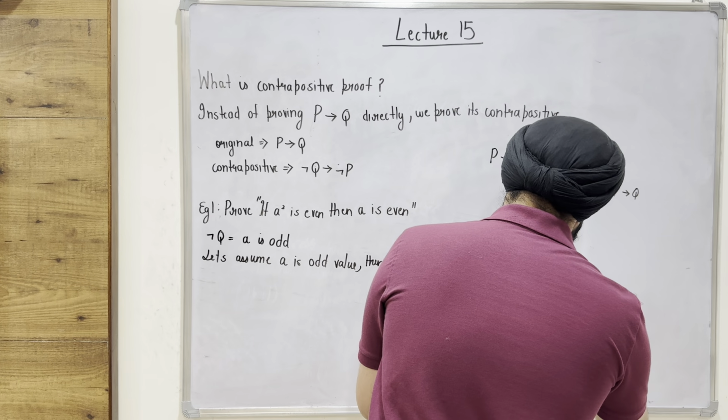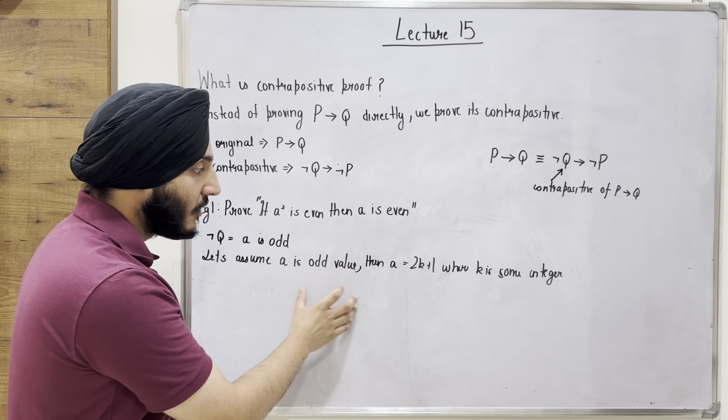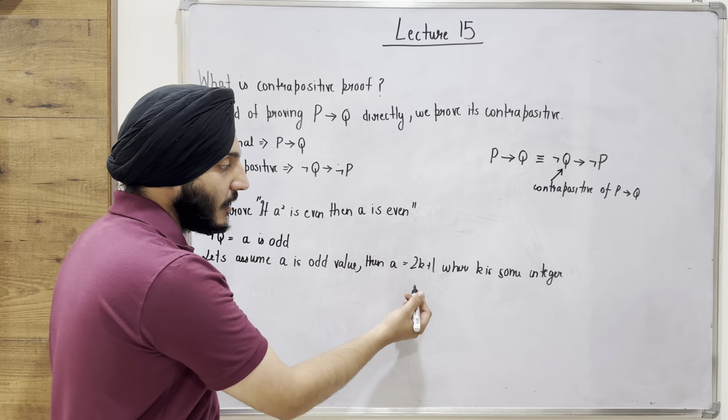So A is even, what I'm going to do is I'm going to directly prove negation of Q and reach the conclusion negation of P, right? So negation of Q is A is odd. So I make the assumption A is odd. Then A is going to be 2k plus 1. So I hope you're able to understand until this point how exactly everything works. Now, let's solve for A square in this case.